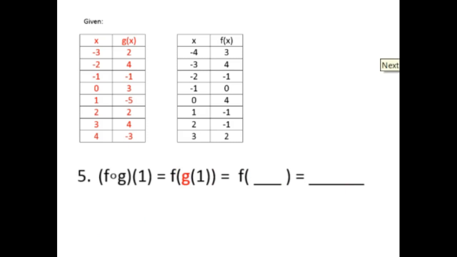William, can you tell me where to start? What's negative 5? G of 1 is negative 5, he said. Is he correct? Okay, that's where I start. Now, Caitlin, what do I do next?